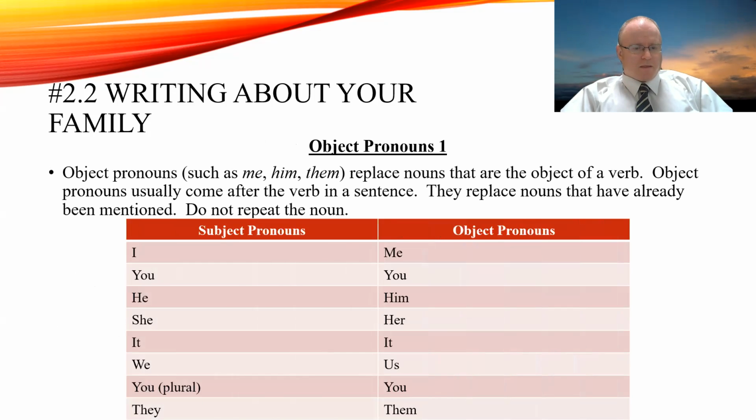So let's take a look at subject pronouns and object pronouns. If we want to change a subject pronoun to an object pronoun, I changes to me. You is the same. It's just you as an object pronoun. He becomes him. She becomes her. It stays the same with it. We becomes us. You continues with the same form, you. And they becomes them.